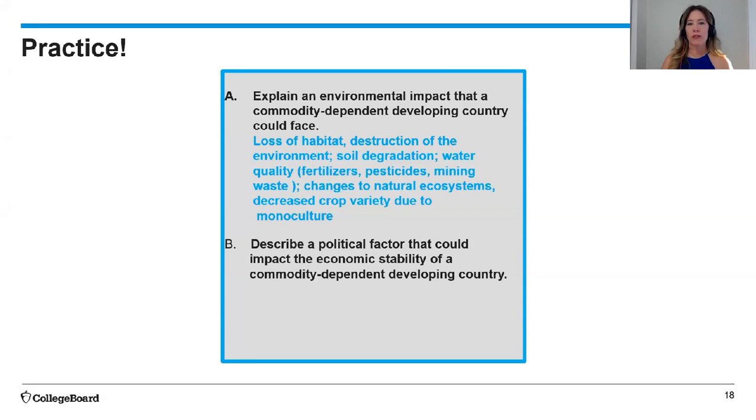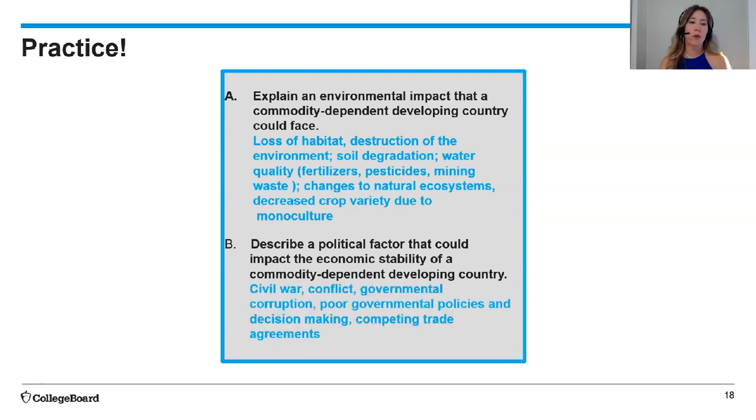What about a political factor that could impact the economic stability of a commodity-dependent developing country? So maybe civil war, other types of conflict, governmental corruption, poor governmental policies, poor decision making, or even competing trade agreements. These are types of political factors that could impact the economic stability of a commodity-dependent developing country.